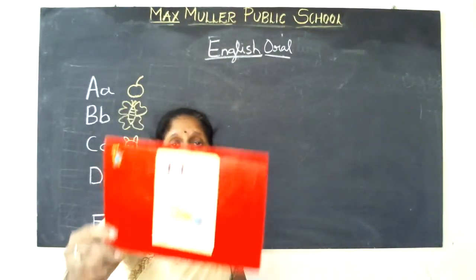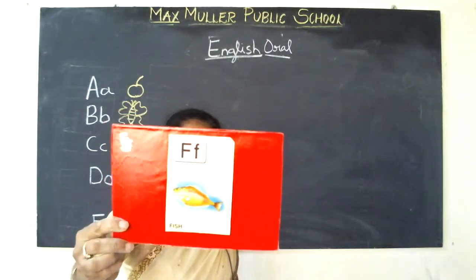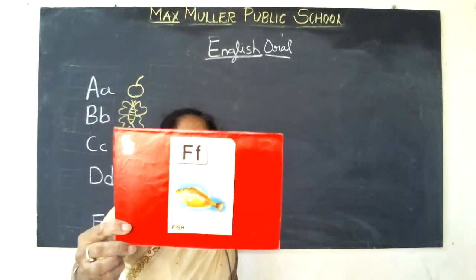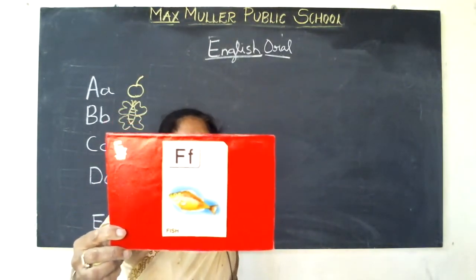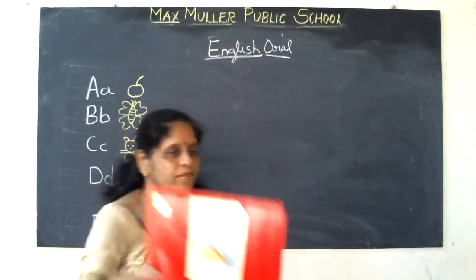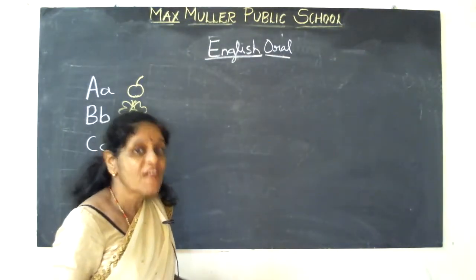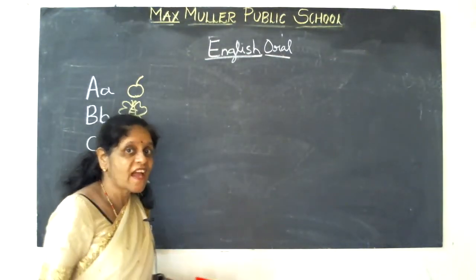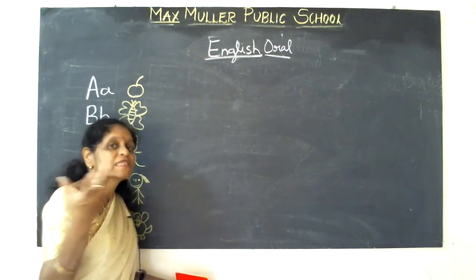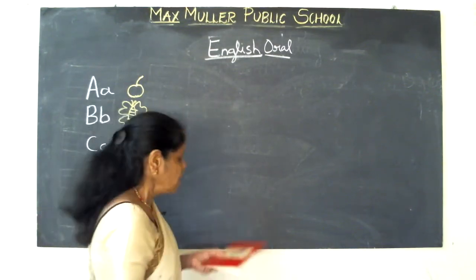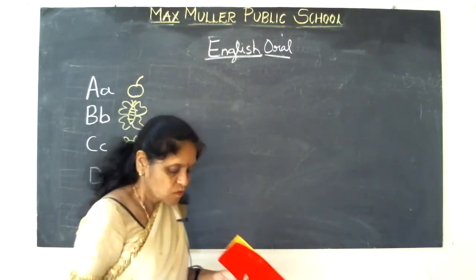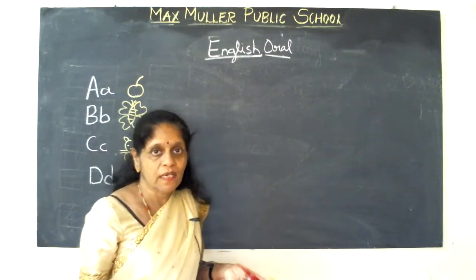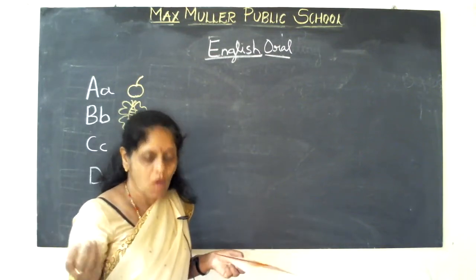What letter is this? F. Capital F, small f. F for fish. You like fish, right? Goldfish, silverfish and all will be there. Where does the fish live? You will get fish only in the water. Fish swims in the water.